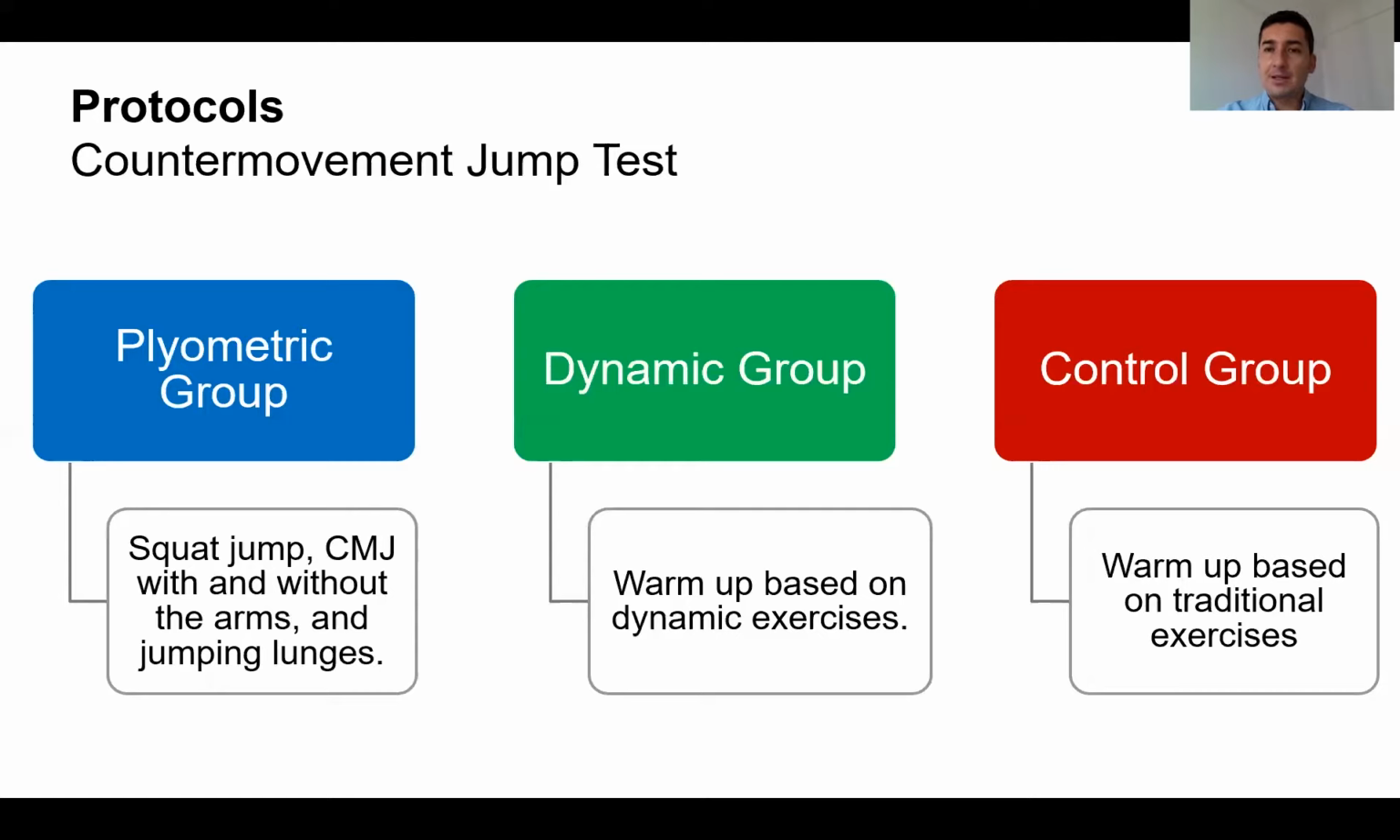And the control group was using a warm-up based on traditional exercise, like flexion, extension, and rotations. All of the students who participated in the control group did 8 repetitions, just as the traditional warm-up or exercise that they were using in the PE class.